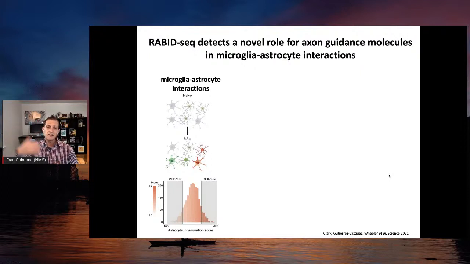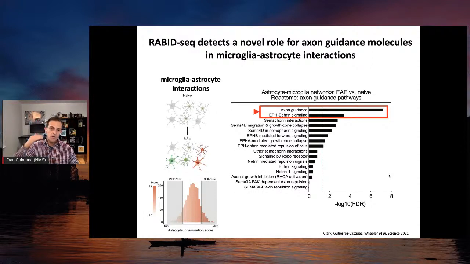In order to do so, basically, we analyzed our single-cell RNA-seq data set. We identified within that data set those astrocytes that show the most pro-inflammatory transcriptional programs. And then we looked into our interaction data set and looked for the microglia connected with those astrocytes. Once we identified those microglia, we identified the molecular mechanisms mediating those astrocyte microglia interactions.